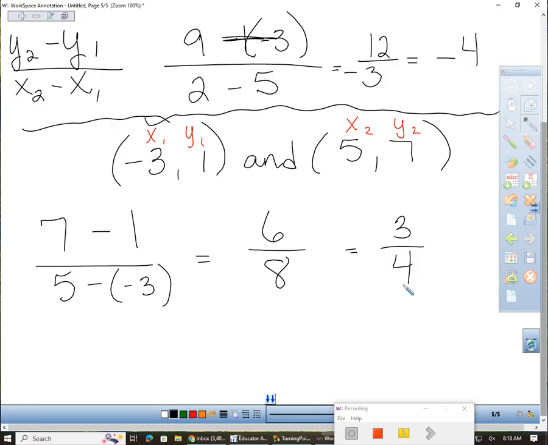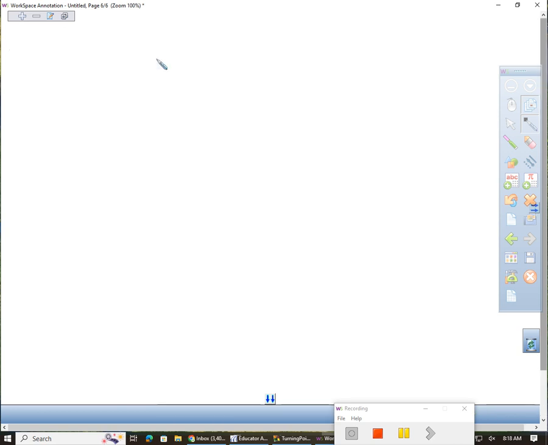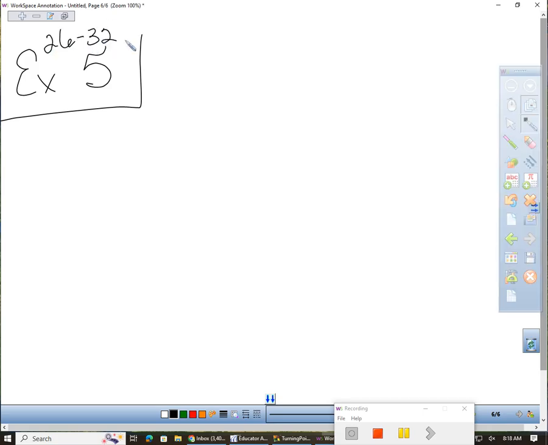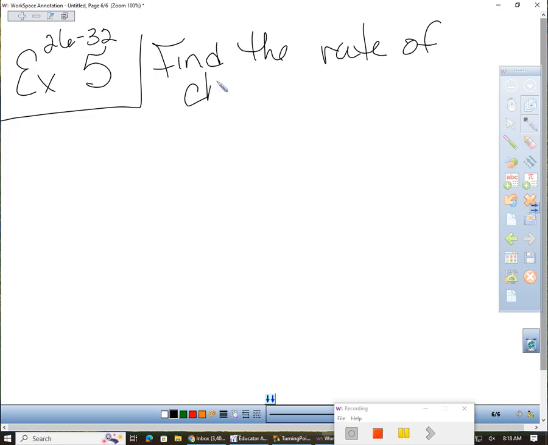No? Okay. So then let's go to example number 5. Now I'm going to skip a few problems for a second. We're going to jump over to 26 through 32 real quick. And then I'll come back to those other couple. All right. 26 through 32. Find the rate of change, which just means slope.